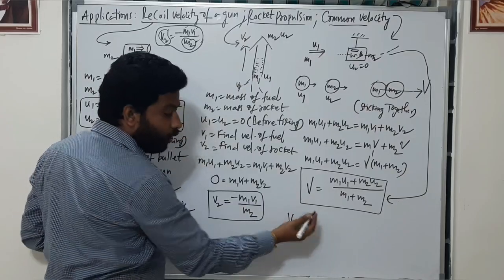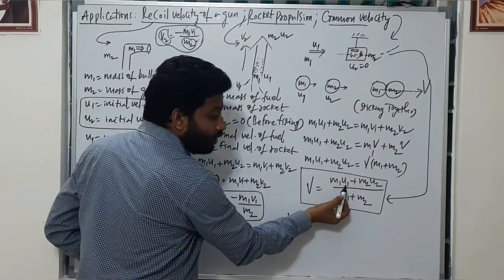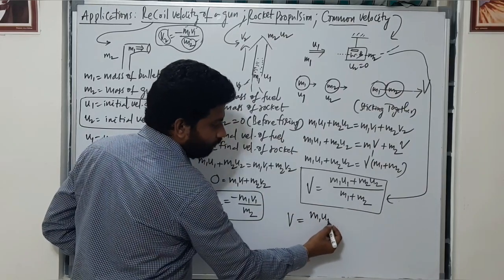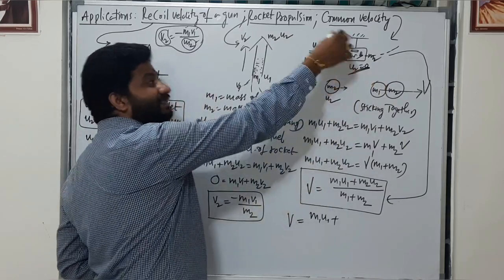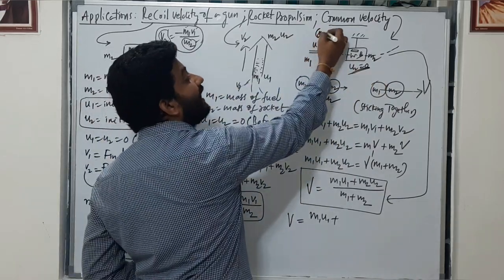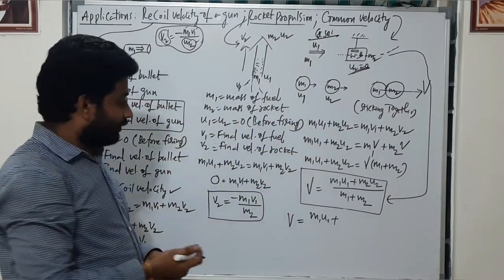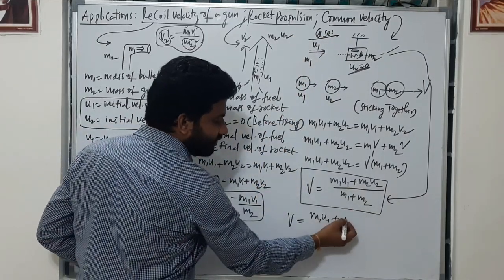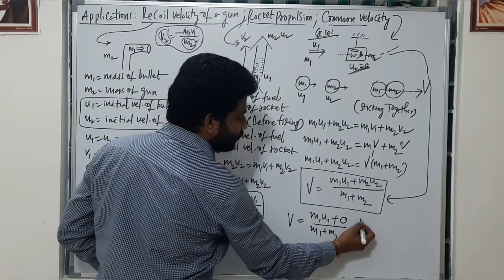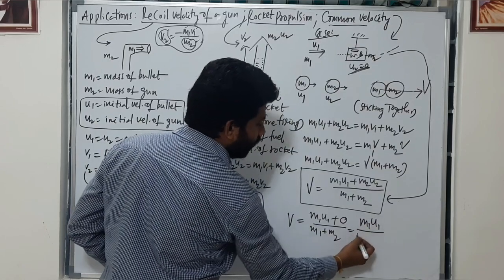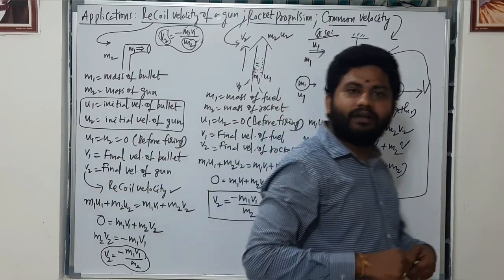Common velocity of the bullet and the wooden block will be m1u1 plus m2u2, and u2 is at rest. I told you, if you consider this case, this is a case I have given, not in all the cases it takes place. So m1u1 plus 0 divided by m1 plus m2, and the final expression will be m1u1 by m1 plus m2. Alright?